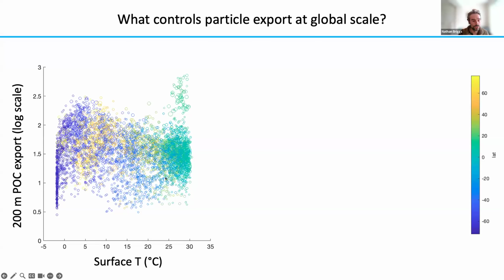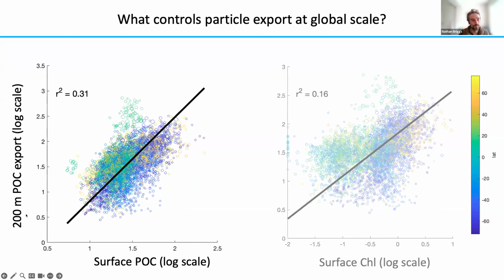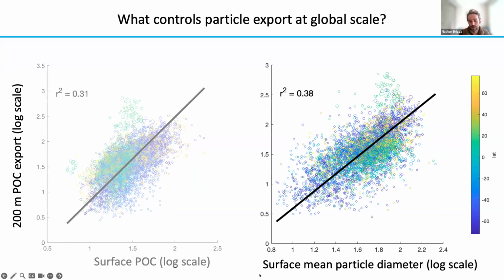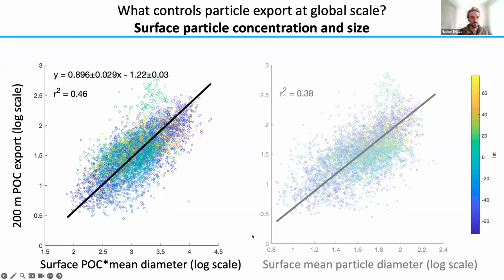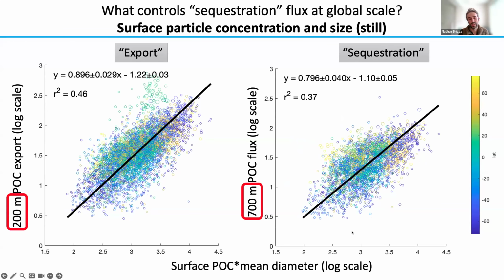We can look at the relationship with temperature. We can look at the relationship with surface chlorophyll. Not a great correlation. We can look at the relationship between deep export of carbon and surface particulate organic carbon concentration. That looks a little bit better. We can look at the relationship between the surface size parameter and our export flux, and that looks a little bit better. If we combine surface concentration and surface size, we get an even better predictor of our deep carbon export. And what about sequestration, going deeper?